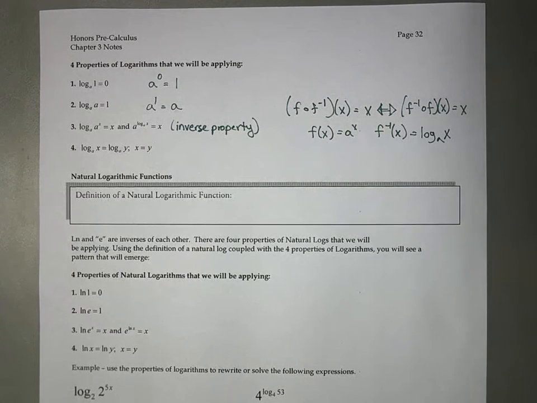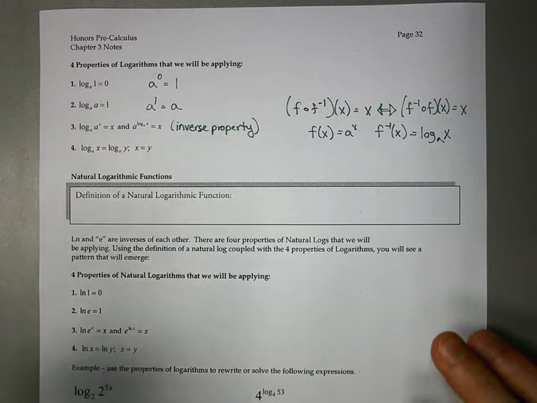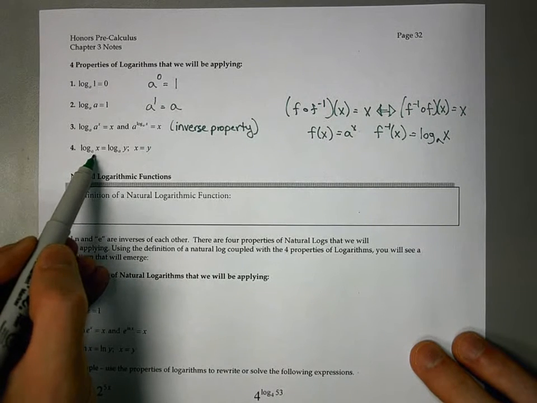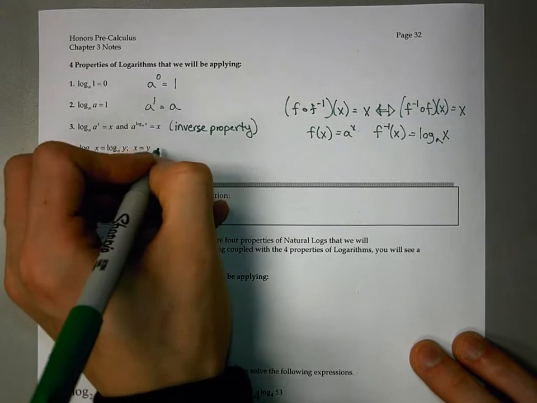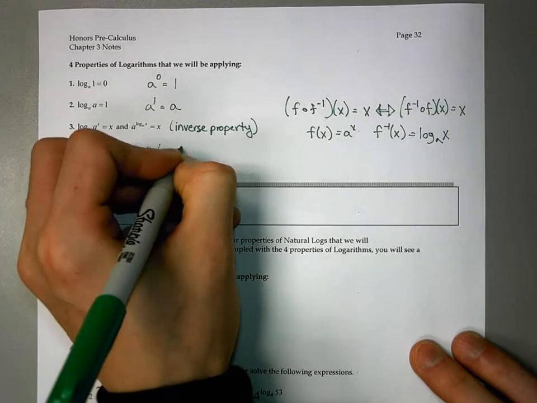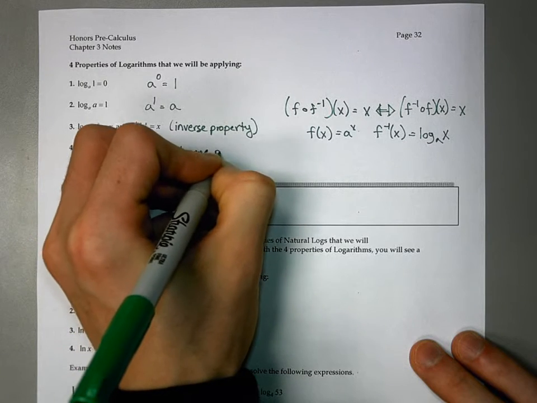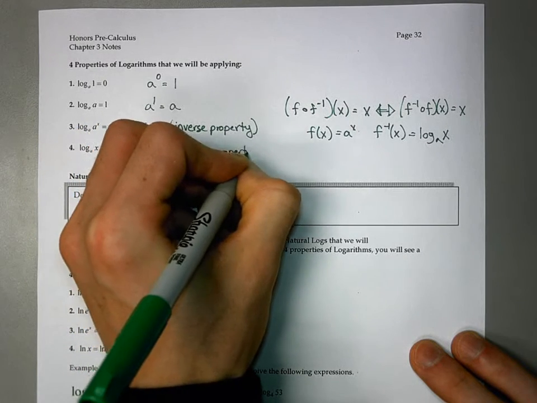The final property then is the one-to-one property that says if I have logs of the same base and I've got one value, I know that the other value has to be equal. So this is going to be the one-to-one property.